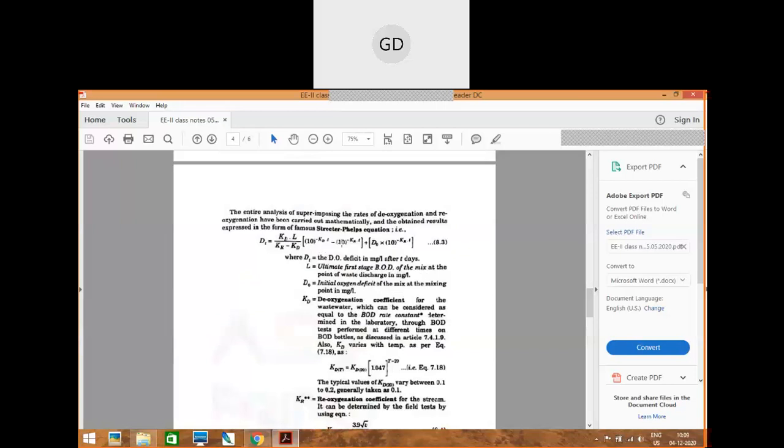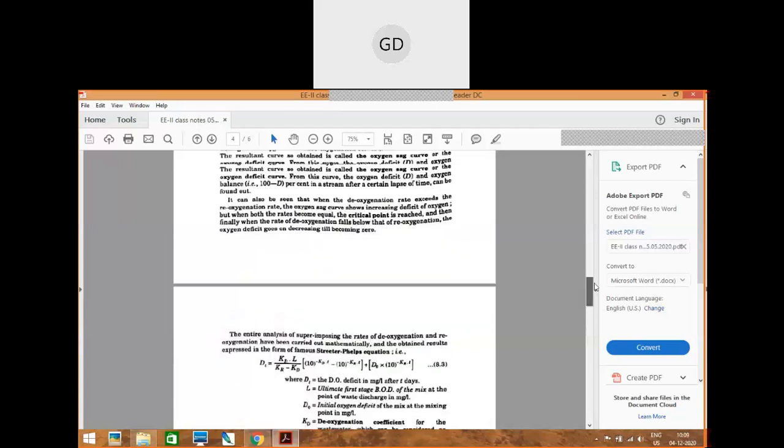One thing you can remember is that this entire derivation of reoxygenation and deoxygenation is expressed in the form of one famous equation. You remember this name: Streeter-Phelps equation.